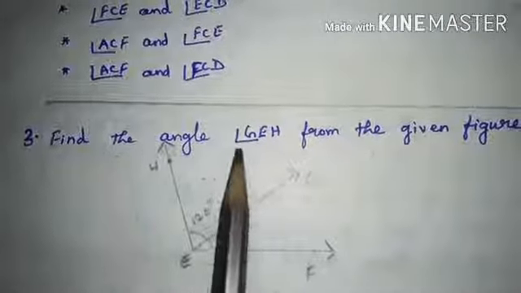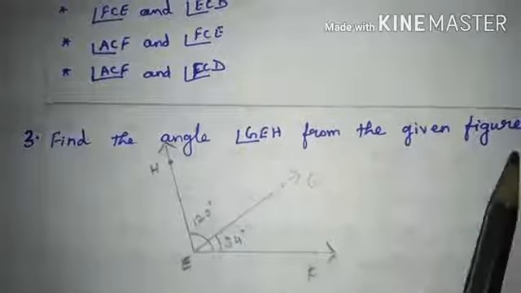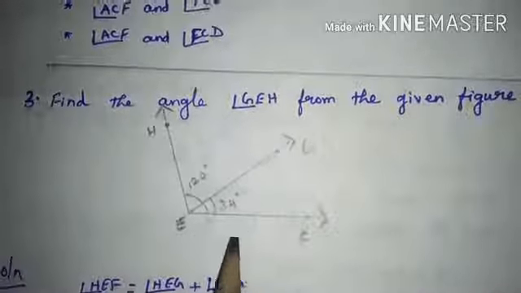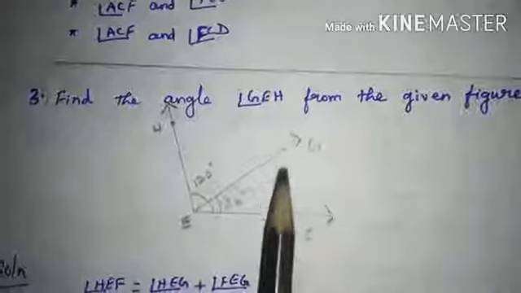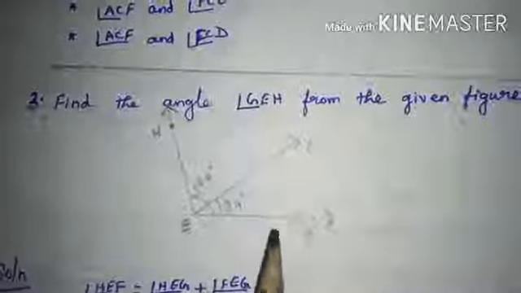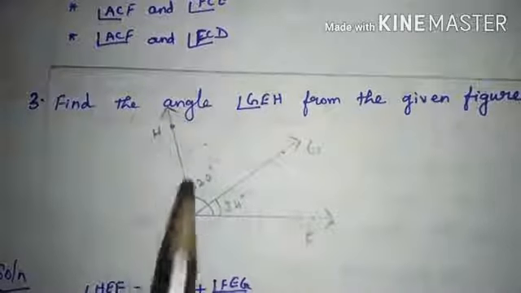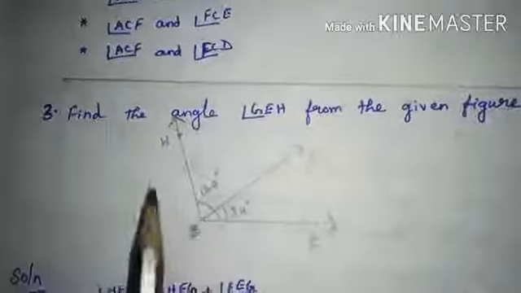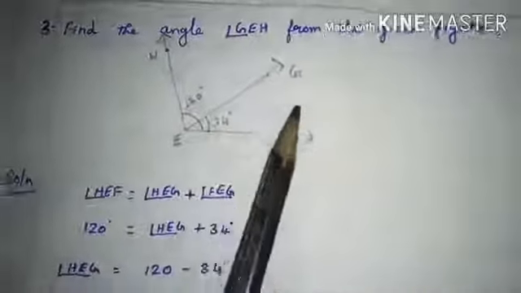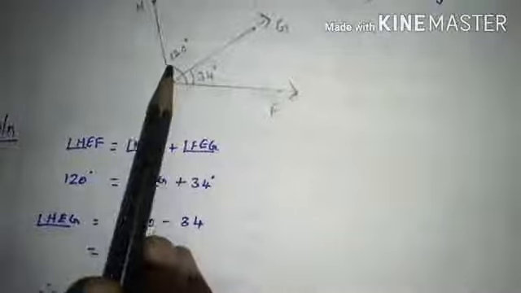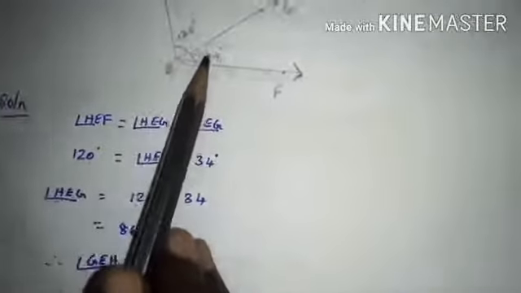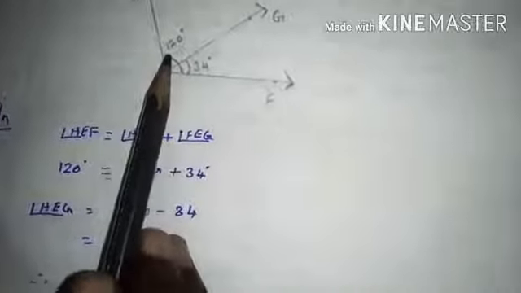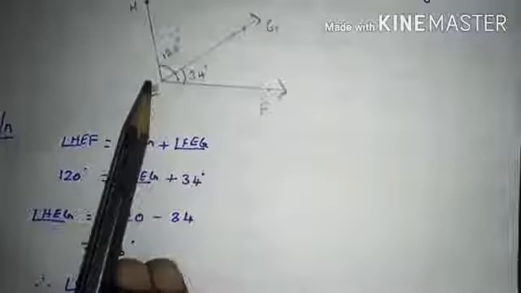Now see the third sum. Find the angle GEH from the given figure. In this figure, they have given angle FEG is equal to 34 degree. Angle FEH, that is the whole angle, is given as 120 degree. You have to find out GEH. To find out GEH, you have to subtract FEG from this whole angle.